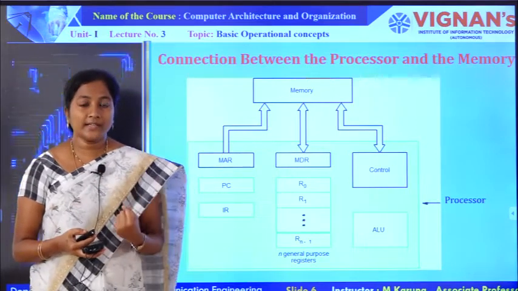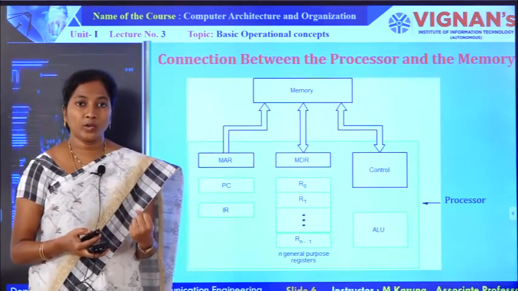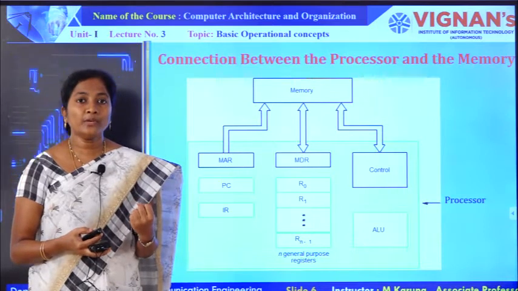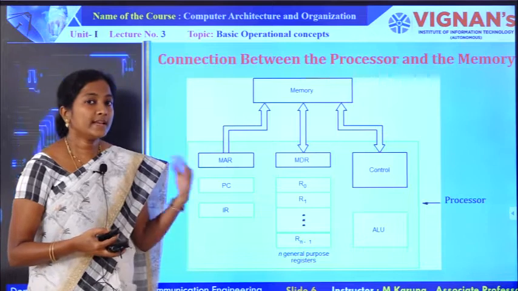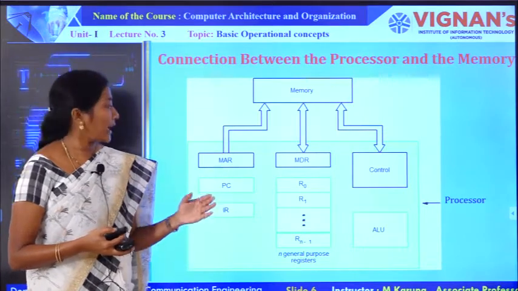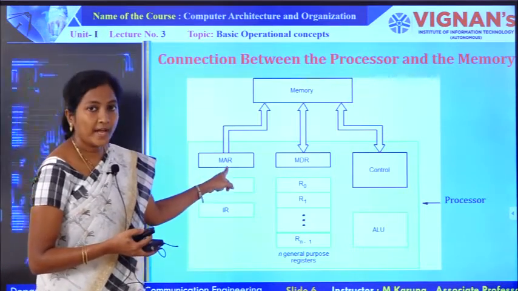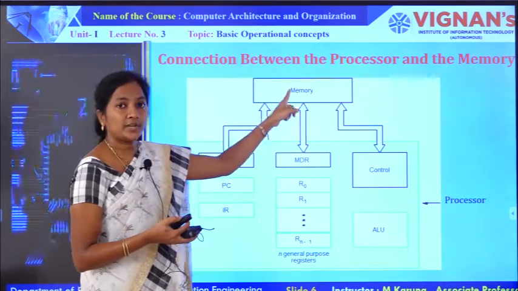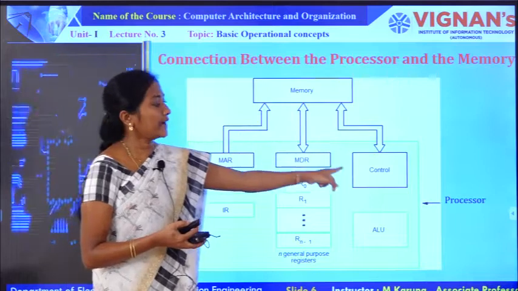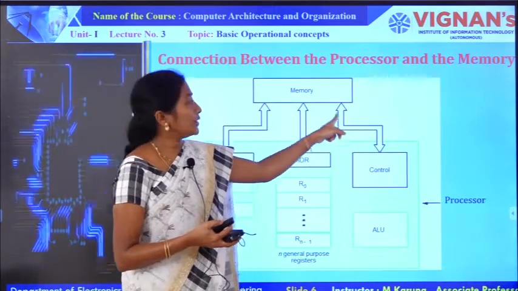Processor needs to get the data from the memory location. Before going to collect the data from the memory, processor needs to send the address of the data with the help of MAR register. From this MAR register, address is transferred to memory. After that, control unit issues read signal to the memory.